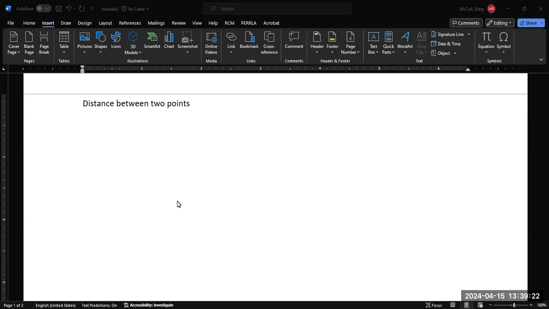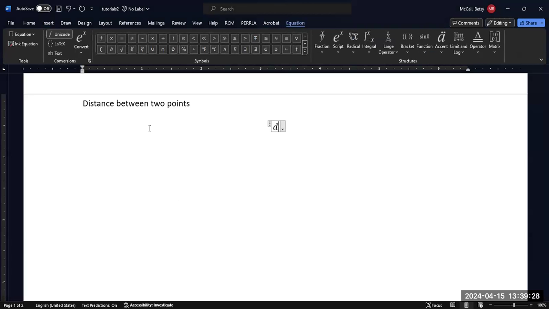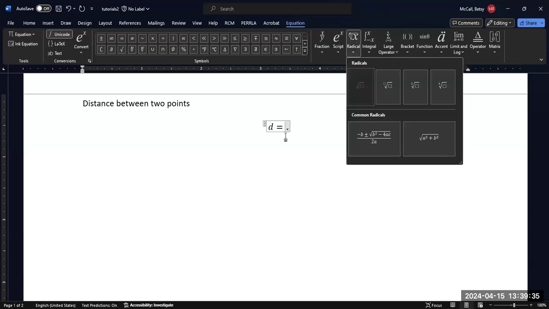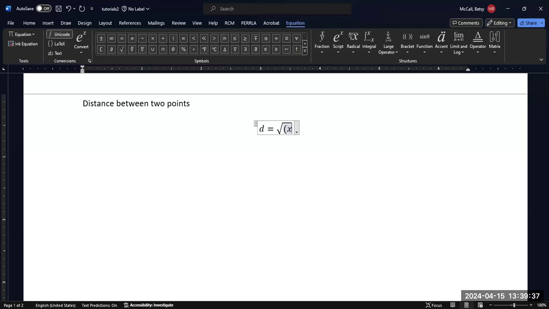So in this video, we're going to be looking at how to calculate the distance between 2 points. And in general, we have the distance formula. We're going to look at this in 2 dimensions, although this generalizes to 3 dimensions if we need it to.